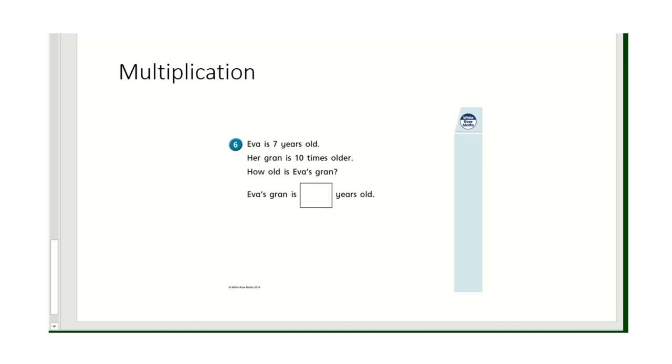Now then, some problems to finish with. Ava is 7 years old. The gran is 10 times older. How old is Ava's gran? So she's 10 times older. So it's 7 times 10, isn't it?